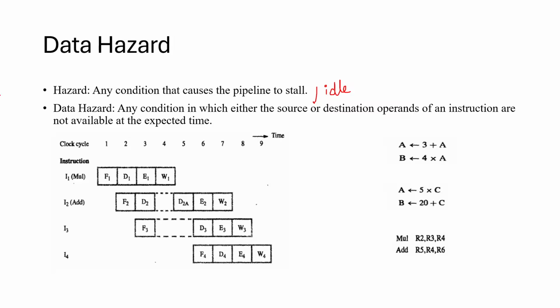See this example here. The data is not available for the second instruction. The data is not available in clock cycle 3 and clock cycle 4. The data, or operand, both are the same, is available only in the fifth clock cycle. So the pipeline is idle for 2 clock cycles. The pipeline has been stalled for 2 clock cycles. So that is called a data hazard. I will show you some examples. Consider the two operations.